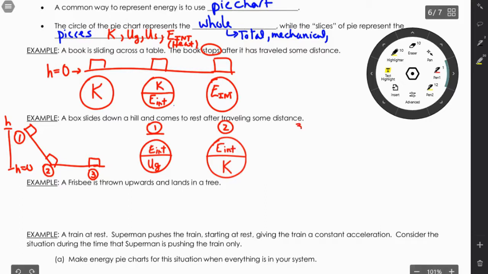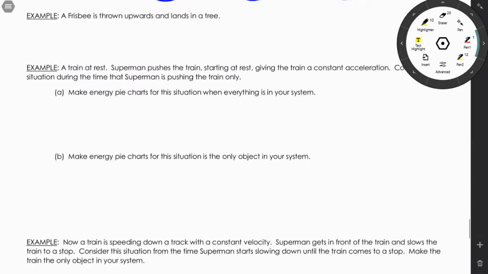And then it's going to come to rest at position 3, which means all that energy is now being converted to internal energy. Okay, the next example, we have a frisbee being thrown up, and it's going to land in a tree. So we just kind of sketch out our physical situation.